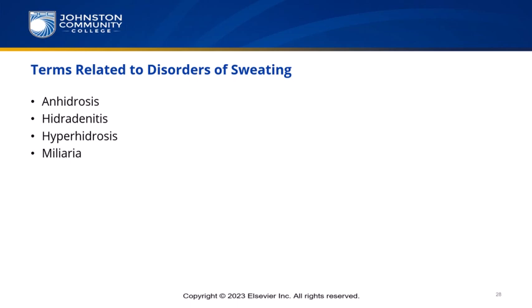Our next term features this prefix hyper, which means excessive, and again hydro meaning sweat and osis abnormal condition. Therefore, this is an abnormal condition of excessive sweating. Then we have miliaria, which is a condition of occluded blocked sweat glands. One thing I do want to mention here is don't get hydro with a Y confused with hydro with an I. Hydro with a Y means water, whereas hydro with an I means sweat.